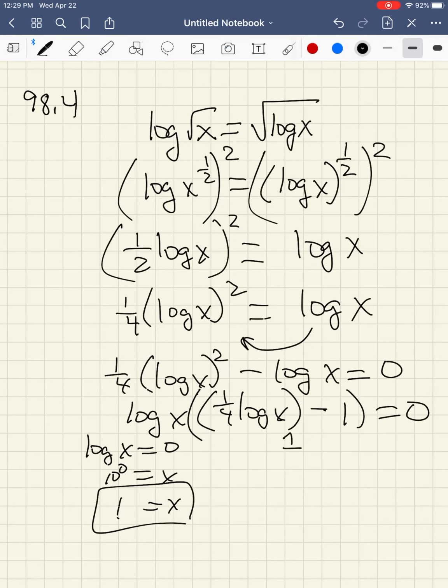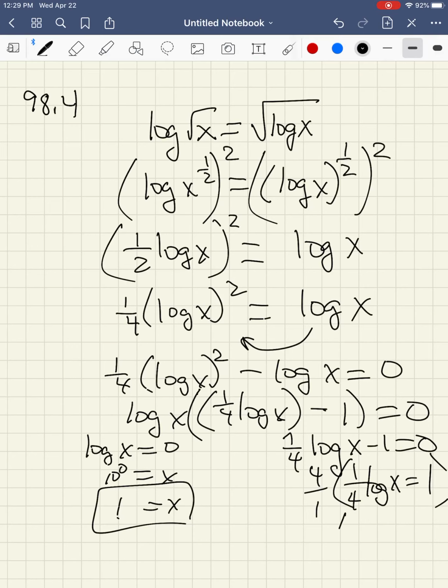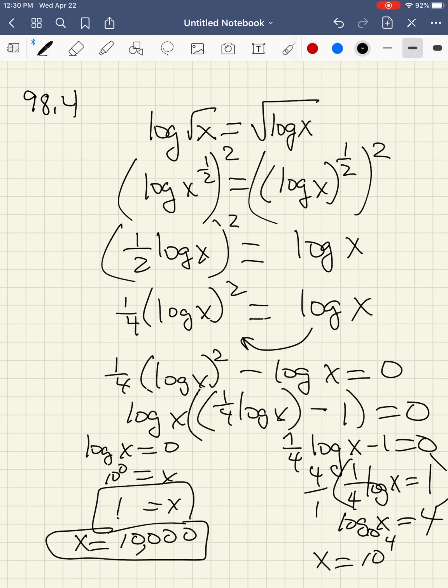The other one's going to be 1/4 log x minus 1 equals 0, or 1/4 log x equals 1. And to get rid of the 1/4, we can multiply by 4 on both sides. So log of x will be equal to 4. Remember, there's an understood 10 here. So this will be x equals 10 to the 4th, which is x equals 1 with 1, 2, 3, 4 zeros. All right. Got the two solutions, didn't lose anything, we're good.